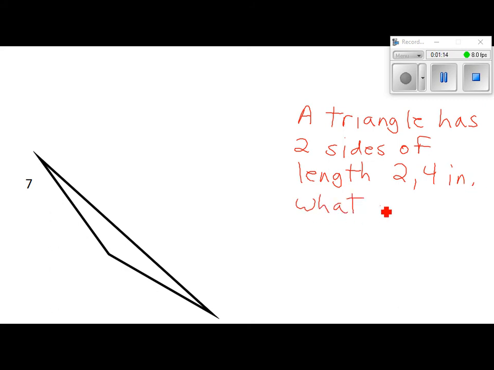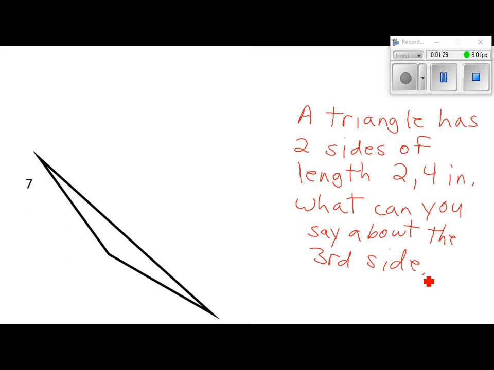What can you say about the third side? I know there's problems like this on there, so that's why I'm just writing this one up here, because I don't think there's any on the worksheet that are this way.